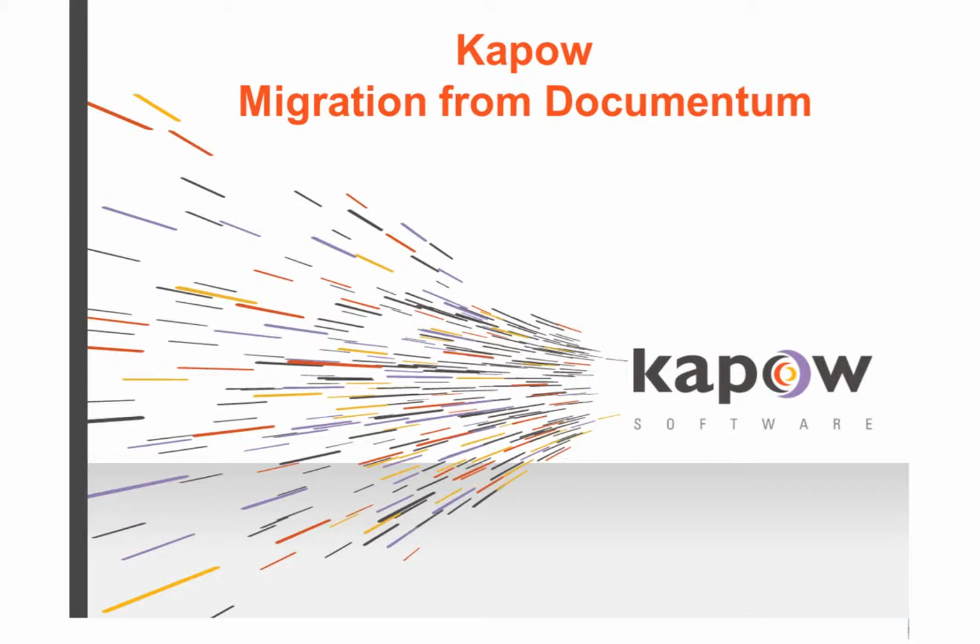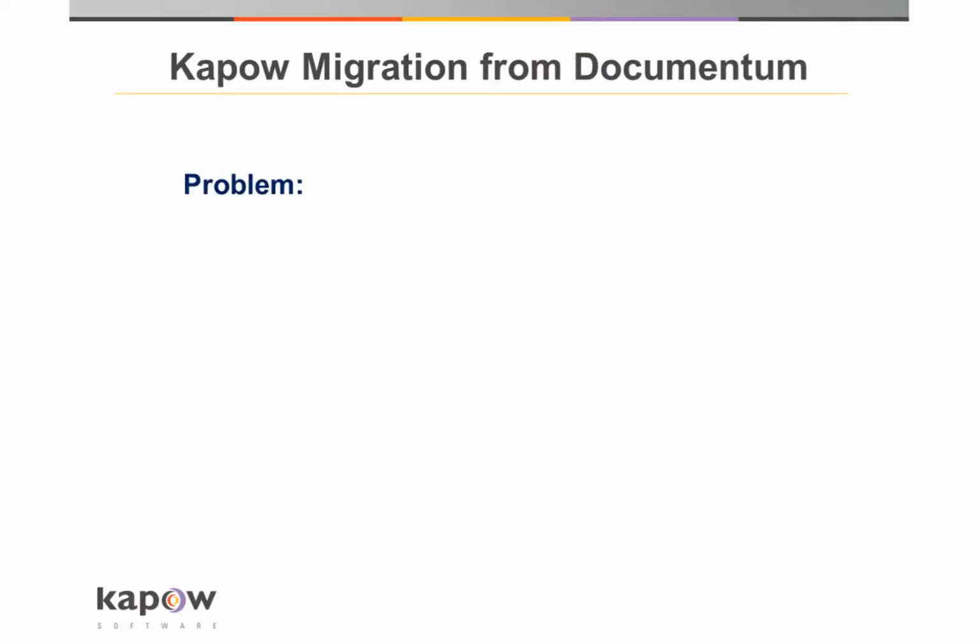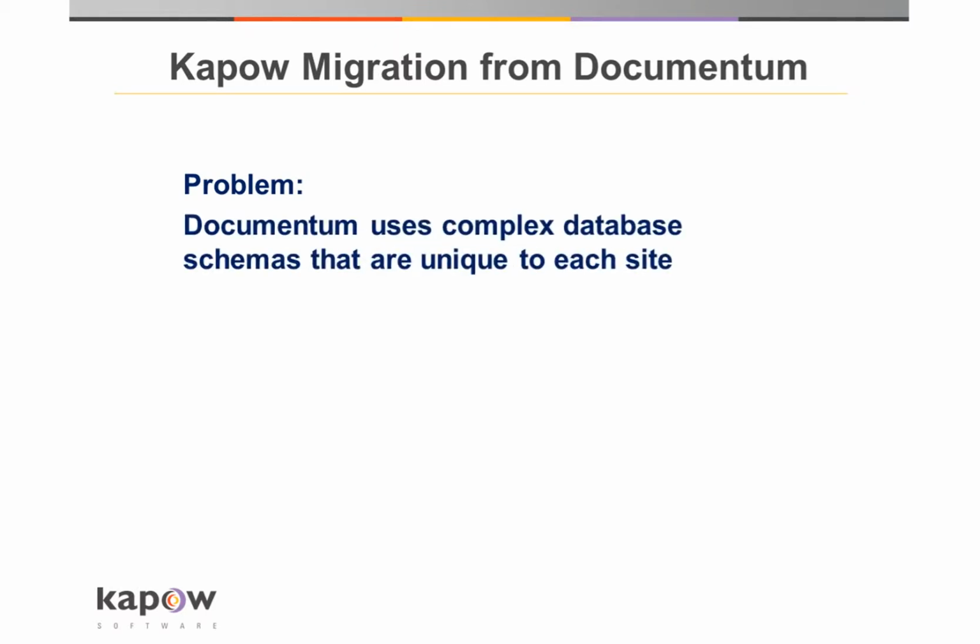This presentation is going to show Kapow's ability to extract documents and metadata directly from Documentum's web user interface. The problem with the traditional approaches to migrating content from Documentum is that Documentum uses a complex database schema that is unique to each site. This makes it very difficult to reverse engineer these structures and get the content, metadata, and files.